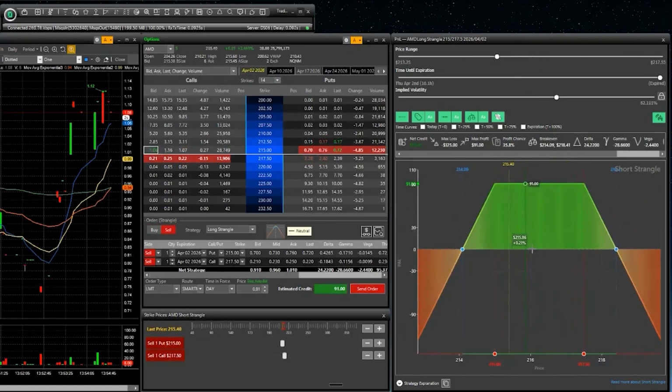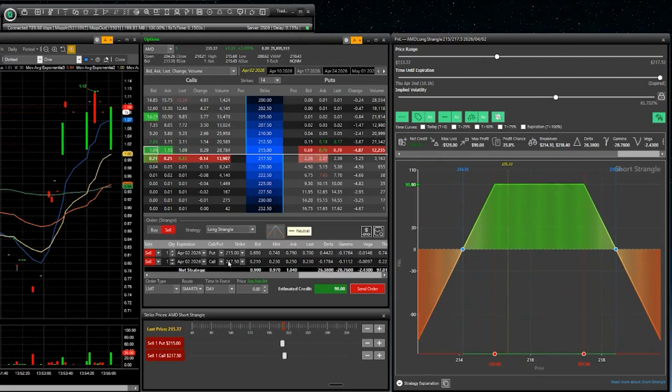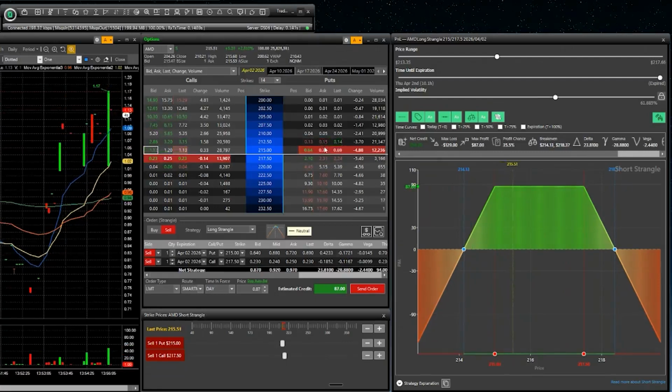Now, let's look at all the various points in this. All right, so we have two legs, right? It's a short put and a short call, so it's a short strangle overall, right? When you put those two together, you get a short strangle. We're selling the spread and we're receiving a premium, or a credit, of $86.